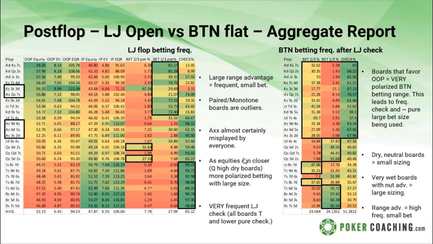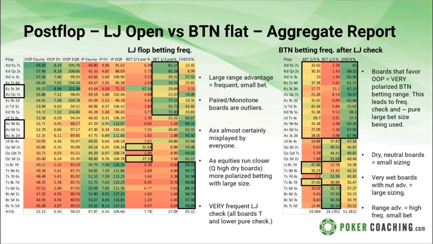And that's because when the low jack is checking on a board where he has a pretty substantial range advantage, the most common hand type is going to be a marginal made hand. So like on king 10-4, much of his 10x is going to check there: ace 10, jack 10, queen 10, 10-9. And so when we're betting this as the button player, we want to use the large bet size and then polarize our range around low jack's most common holding, which is going to be those marginal made hands.